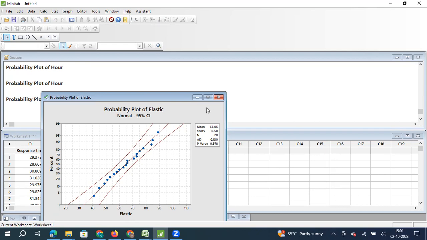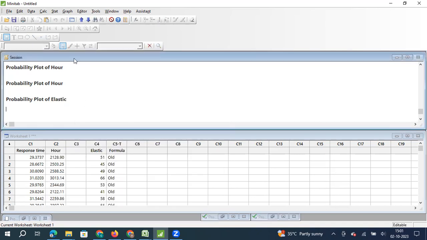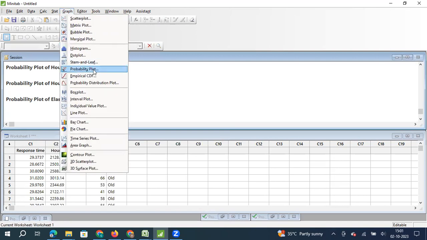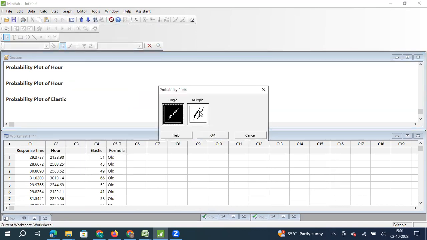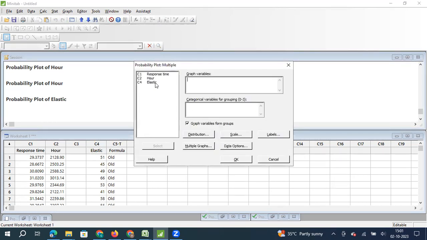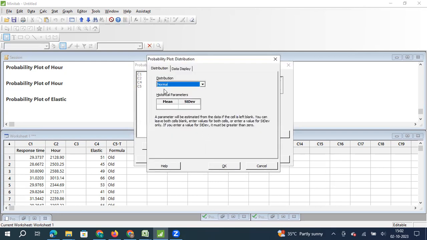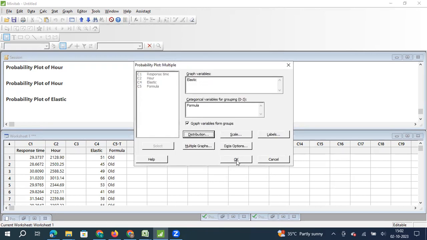However, I now have to check whether the balls produced through my old formula and the balls produced through the new formula individually follow normal distribution. That's the second thing that I have to check. So I can minimize this. I can click on graph, then probability plot, and in probability plot, I can select multiple data sets. Here I select elastic as my data. However, that same elastic had two factors: one is formula old, another one is formula new. Again, I can keep my distribution as normal, and I can click OK, and OK.